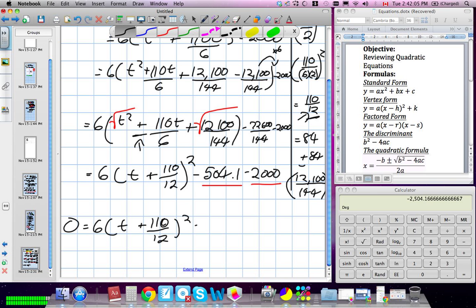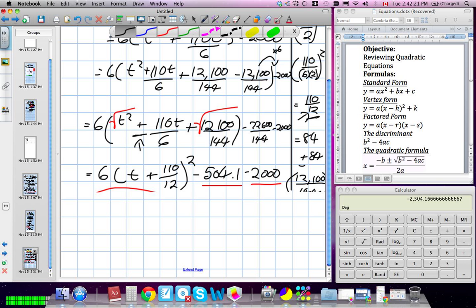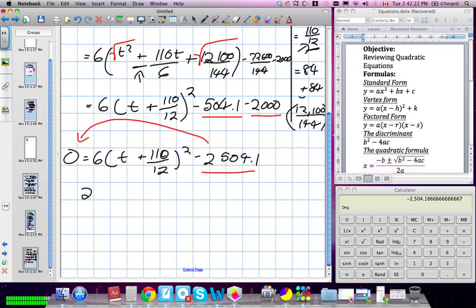Now I got to isolate for t. So what I'm going to do is I'm going to move this to the other side of the equation. When I move it, it'll become positive. So we'll get 2,504.1 is equal to 6t plus 110 over 12, squared. I can turn that into a decimal too. We'll just go one step at a time.